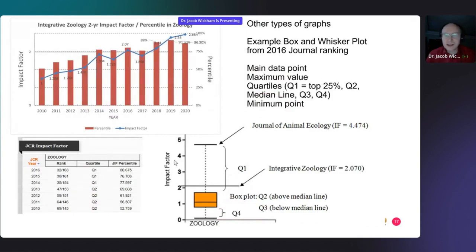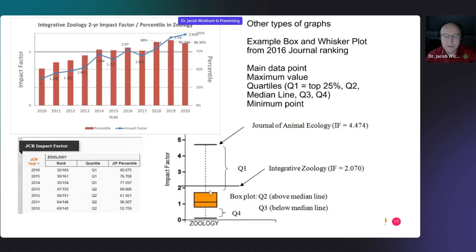I mentioned the journal rankings. This is qualitative data that shows the relative ranks of the journals against other journals. If you look on the lower right part of your screen, this is a box and whisker plot where the line is the median, the middle value, and then the bottom box is Q3, the third quartile, the top of this box is Q2, the second quartile, and then the first quartile has a huge range, actually.